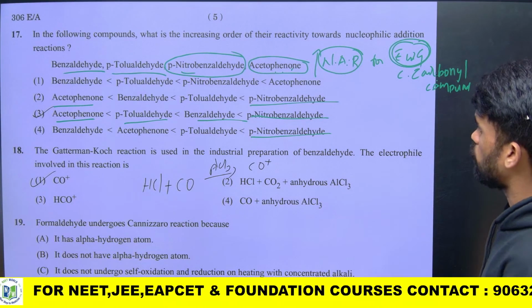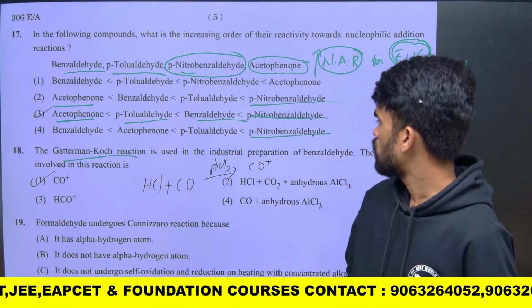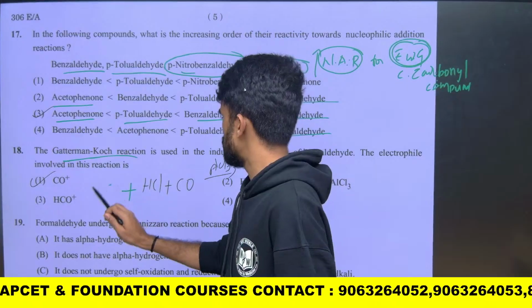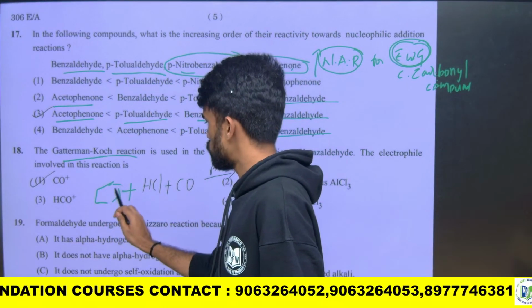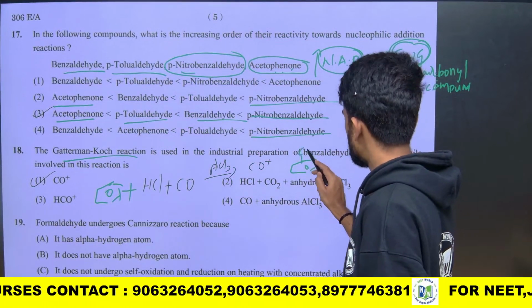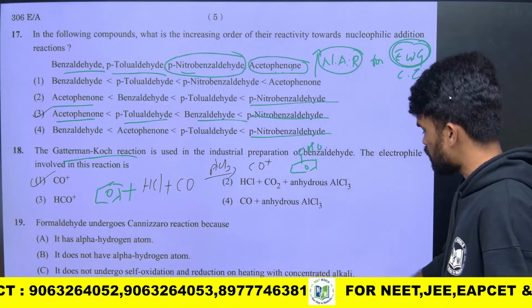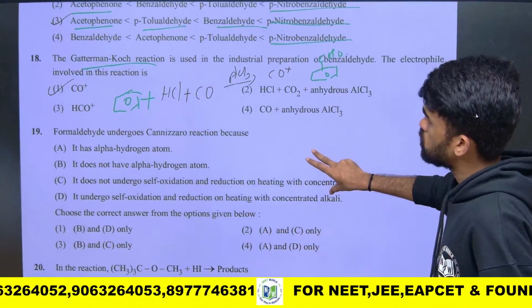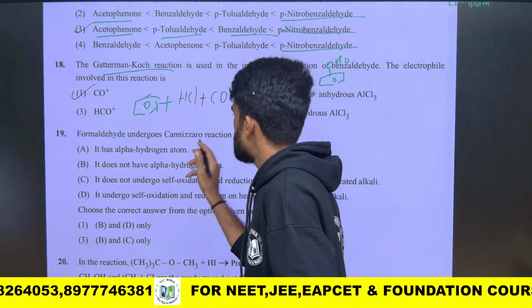Okay, the electrophile involved in the Gattermann-Koch reaction is this one. So where do we see this? Benzene with this reagent gives benzaldehyde. So this is the Gattermann-Koch reaction. In Koch you can remember carbonyl is involved. Gattermann-Koch: carbonyl involved. Cannizzaro reaction.